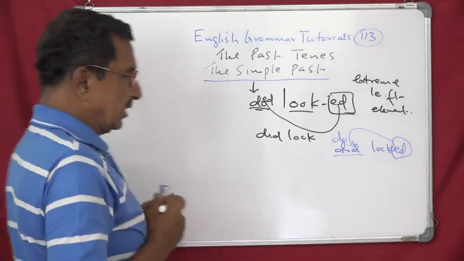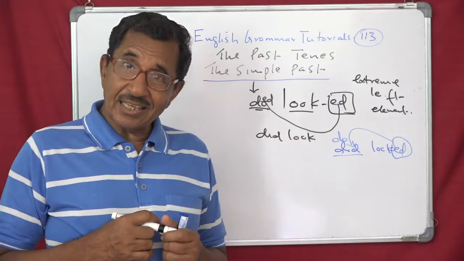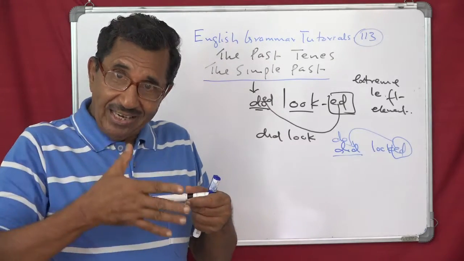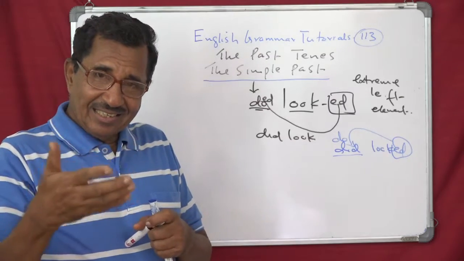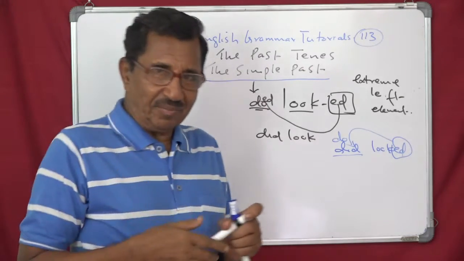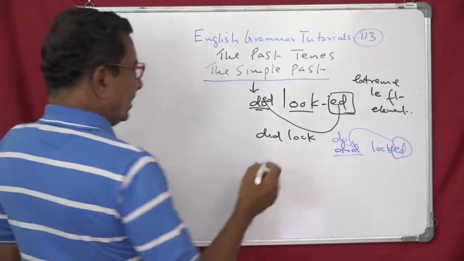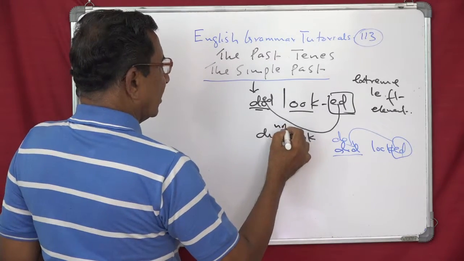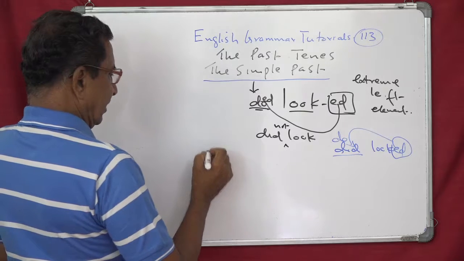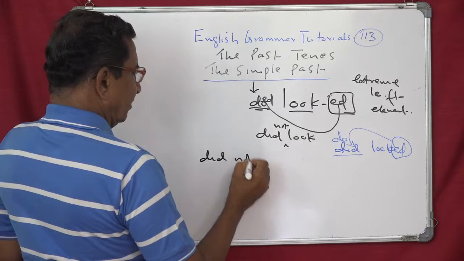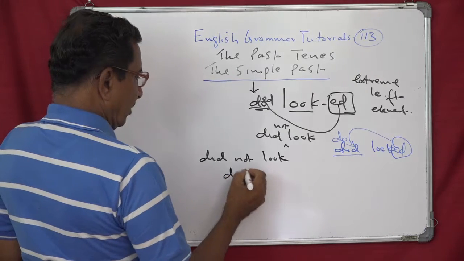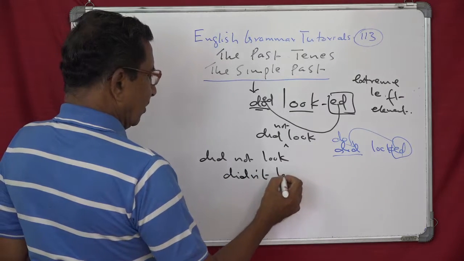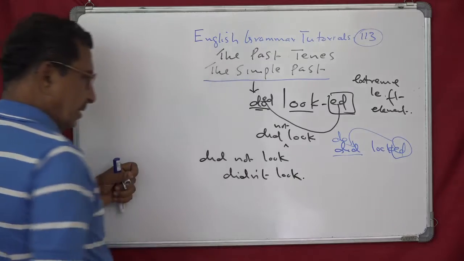Now it is easy to make a negative. What is the easiest way? You insert the negative between the auxiliary and the verb. Then that will be like this: did not look. The shortened form will be didn't look. So that is the negative.